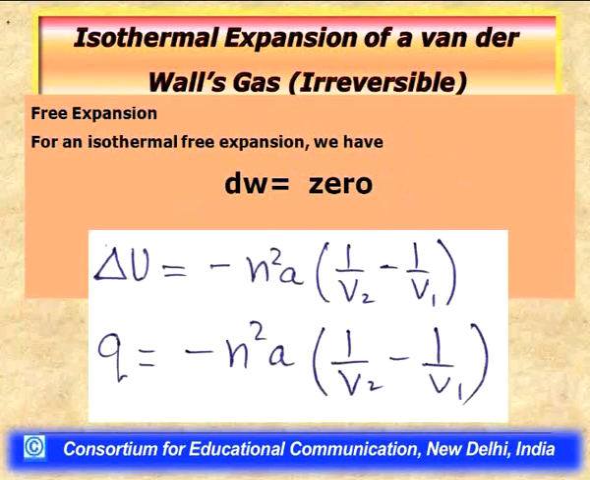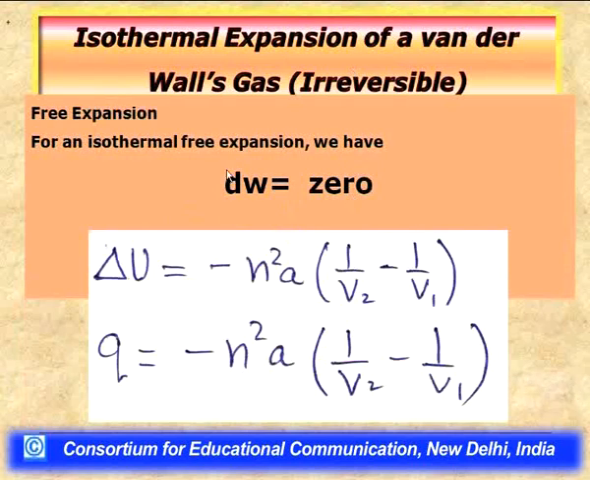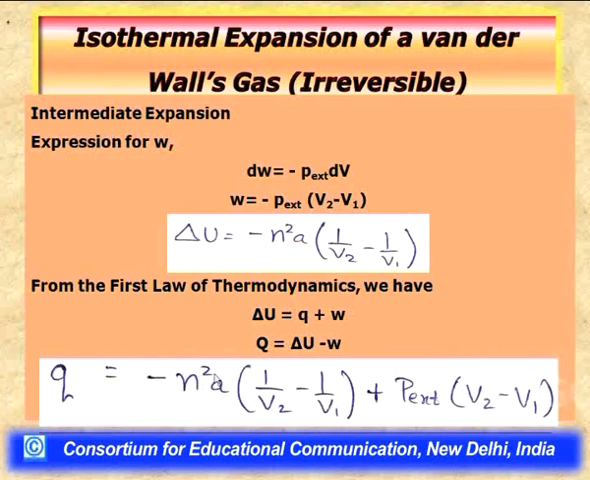Now, let us talk about free expansion also. Free expansion means when there is no opposing pressure, the external pressure is 0, and in that situation W will be equal to 0. So, for free expansion W equals 0, but there will be a change in internal energy.